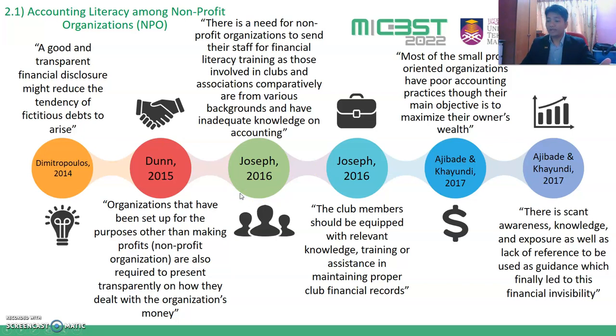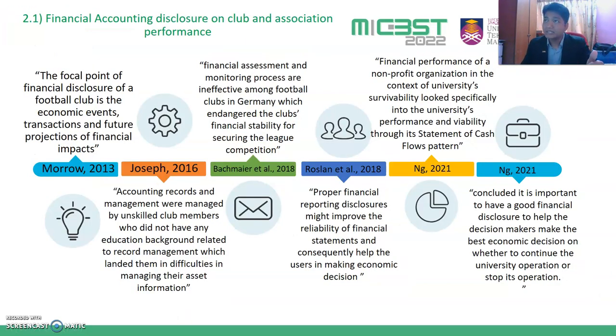Okay, next, let's take a look at the other statements highlighted by previous researchers regarding financial accounting disclosure on club and association performance. According to Mohd, 2013, the focal point of financial disclosure of a football club is the economic events, transactions, and future projection of financial impacts. According to Joseph, 2016, accounting records and management were managed by unskilled club members who did not have any education background related to record management, which landed them in difficulties in managing their assets information.